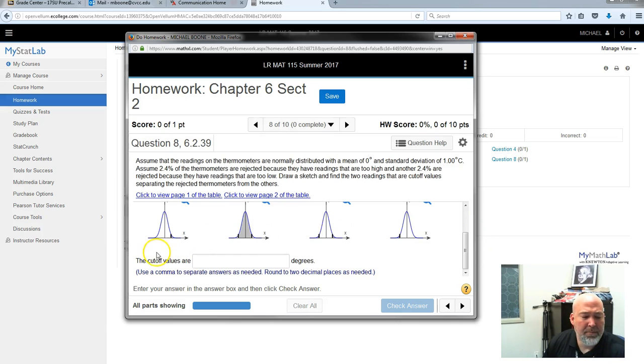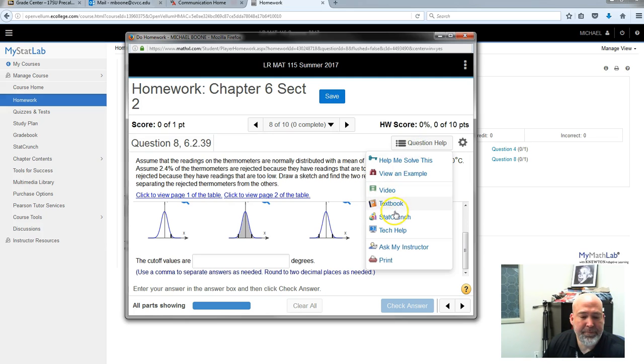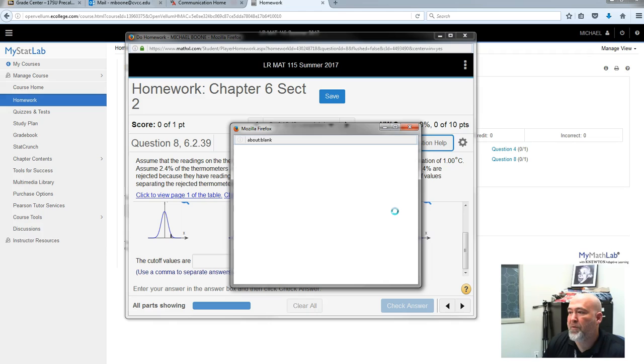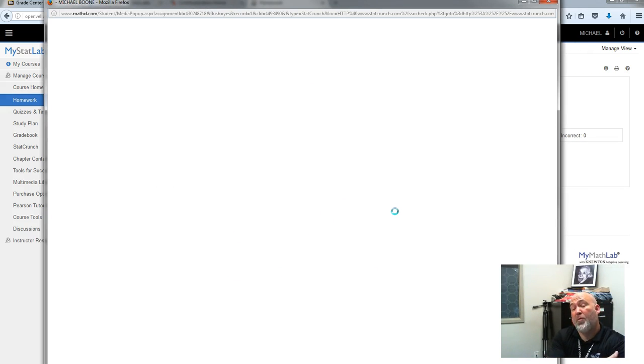And so the cutoff values that we need to find. What I'm going to use is the calculator that we've talked about, the normal calculator in this section. So I'm going to open up StatCrunch. And so again, the standard normal has a mean of 0 and a standard deviation of 1. Very similar to our problem.